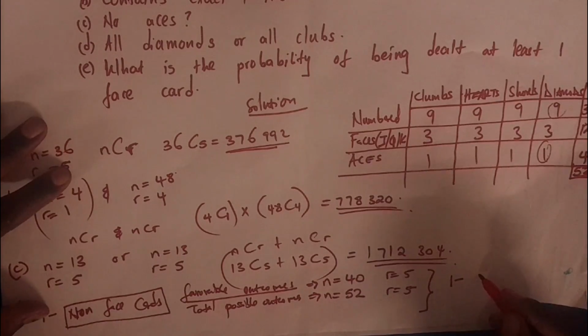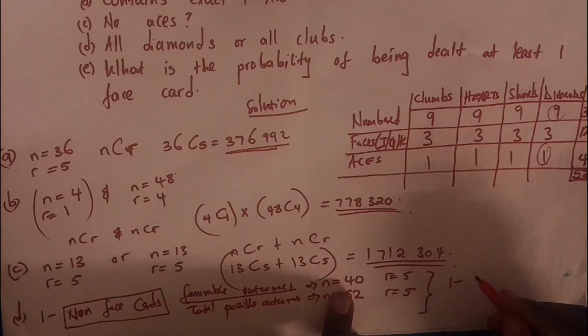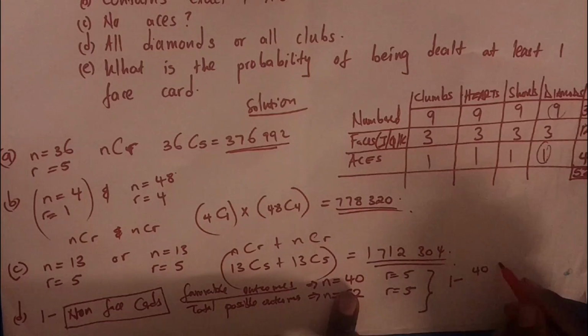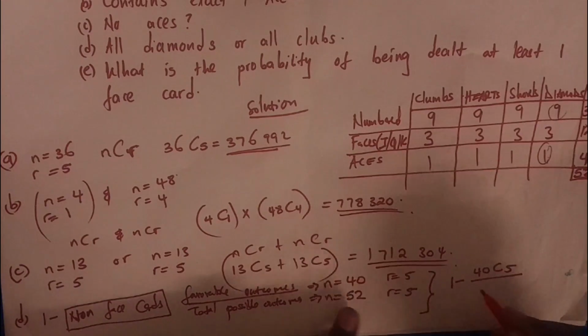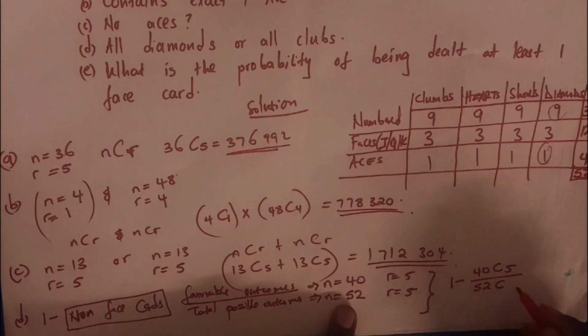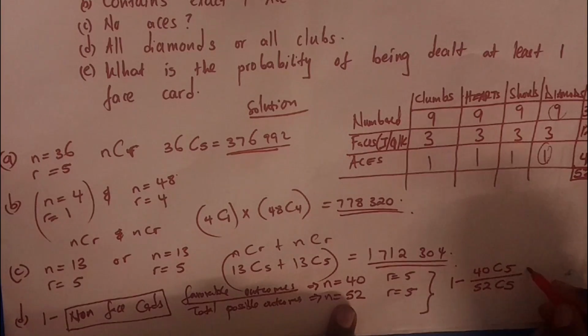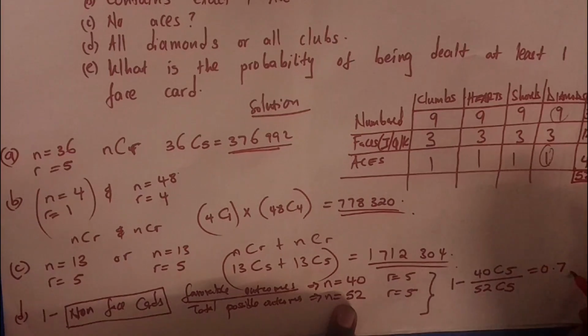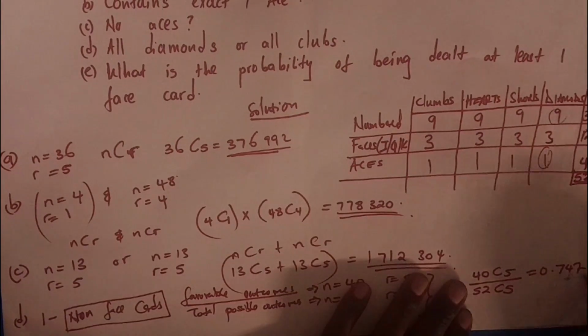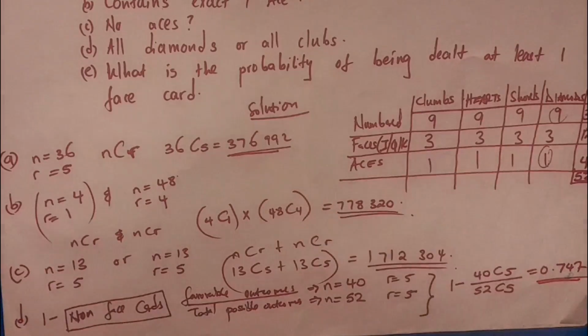Therefore, the probability is 1 minus the favorable outcome, which is 40 choose 5, over 52 choose 5 again. And our answer here, if you find the value, is going to be 0.747.